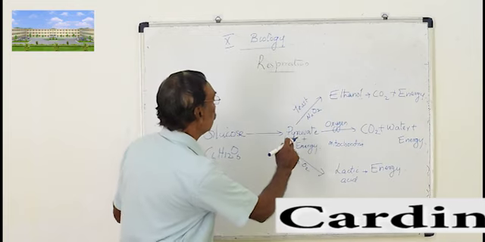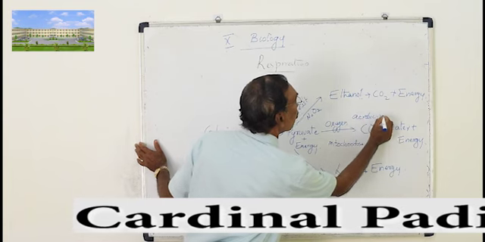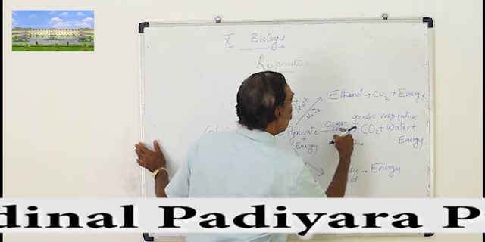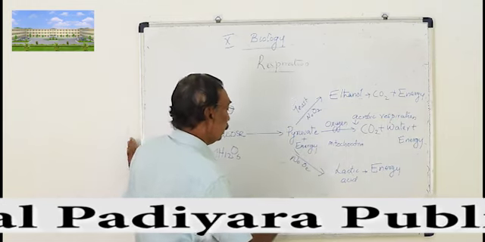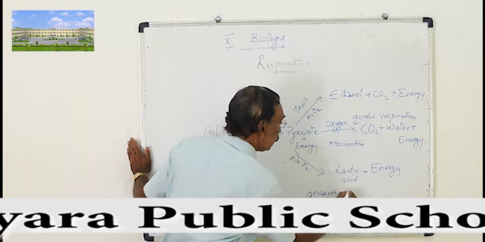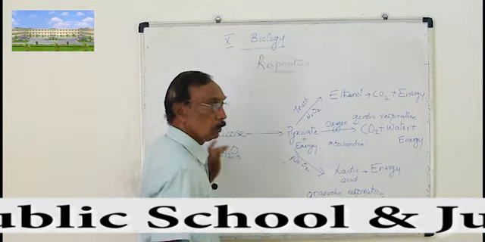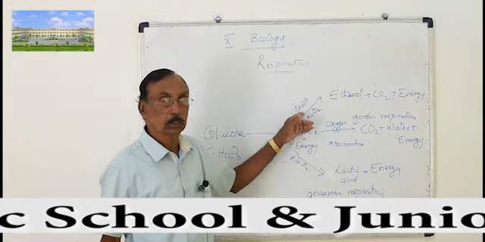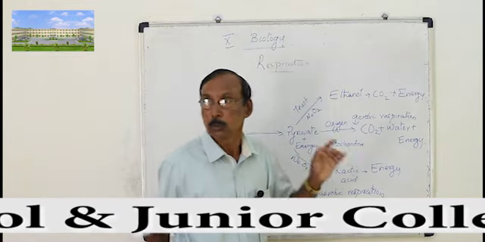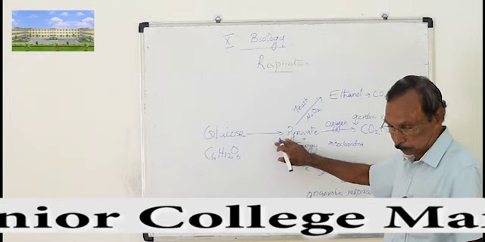If oxygen is used, this is called aerobic respiration. If oxygen is not used, it is called anaerobic. No oxygen, anaerobic. So respiration has two types: using oxygen and without using oxygen. These are the two types: aerobic and anaerobic respiration. So this is the basic first step in respiration.